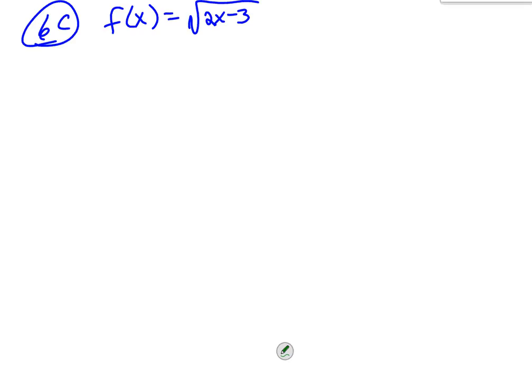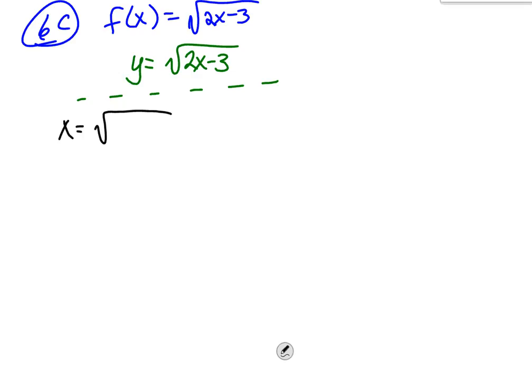And the domain of the original is restricted to 2x minus 3 being greater than or equal to 0. But we're going to not handle that part of it right now. Oops, minus 3. And so then for the inverse function, we'll say x equals the square root of 2y minus 3. What am I going to do to that to get y alone? I'm going to square both sides.